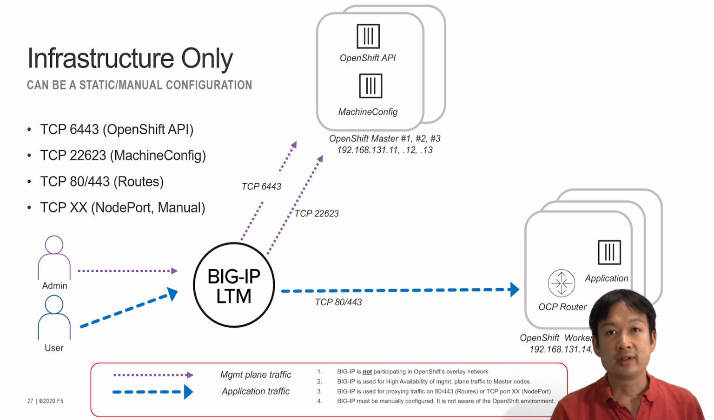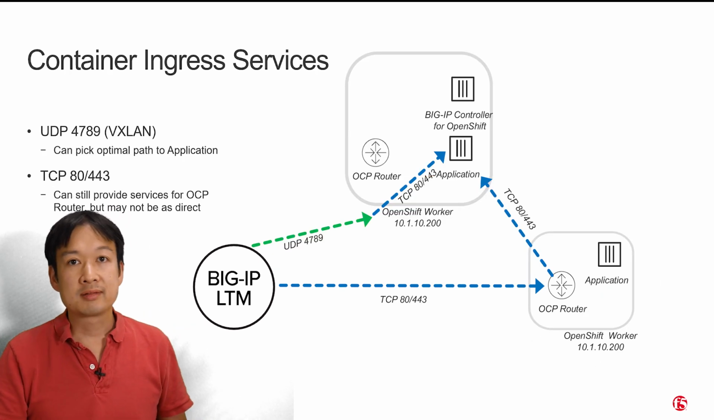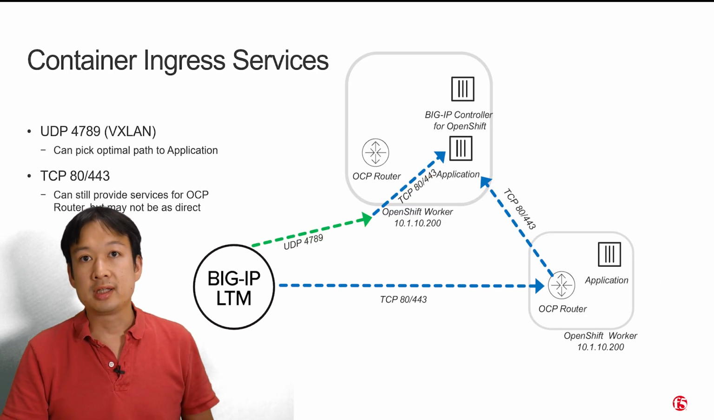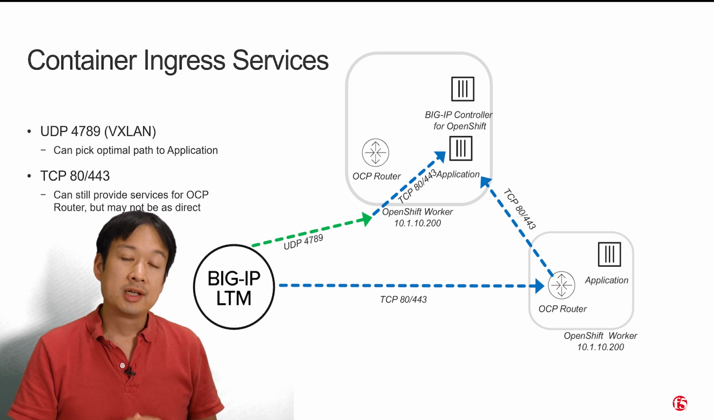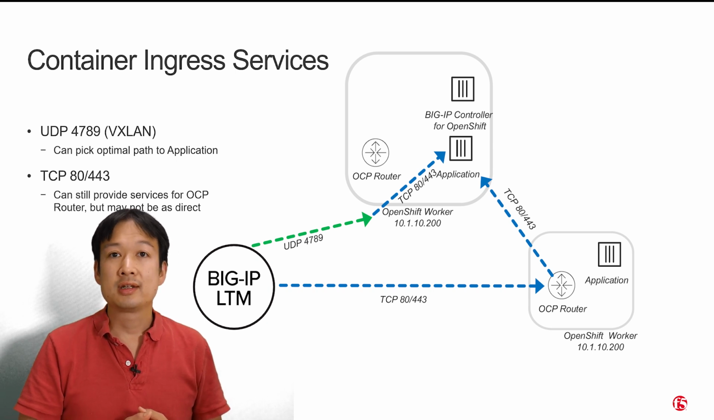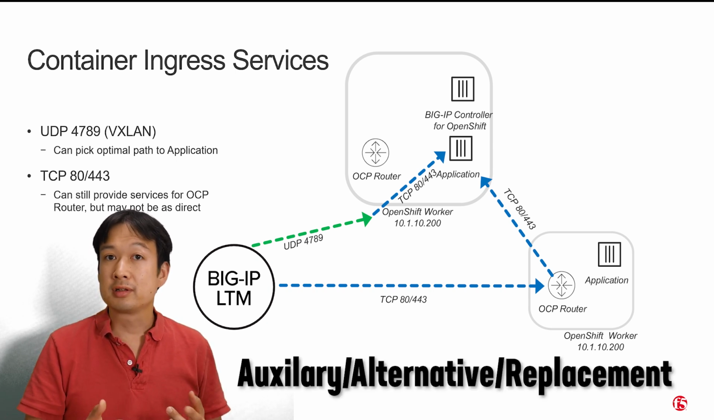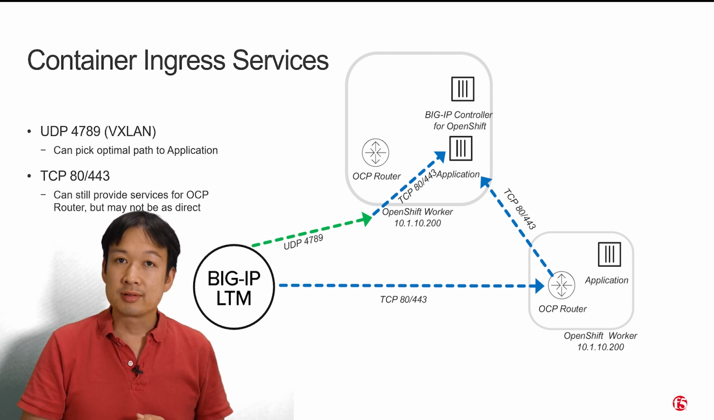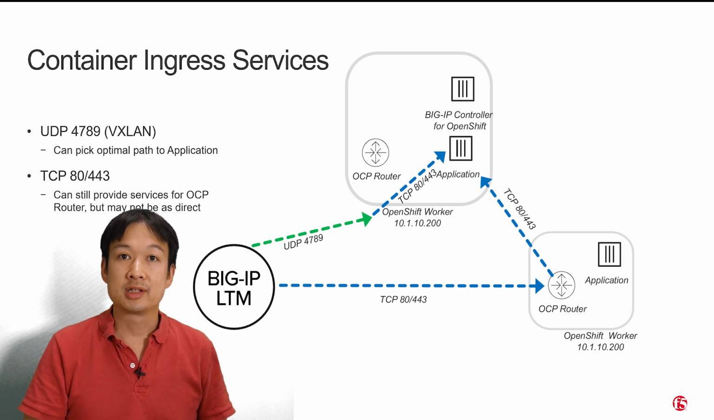This includes using the local traffic manager to provide load balancing for the Kubernetes API, machine config, as well as OpenShift router. The next method we're going to talk about is using container ingress services. Container ingress services can provide an auxiliary to the OpenShift router to provide OpenShift routes within an OpenShift environment.